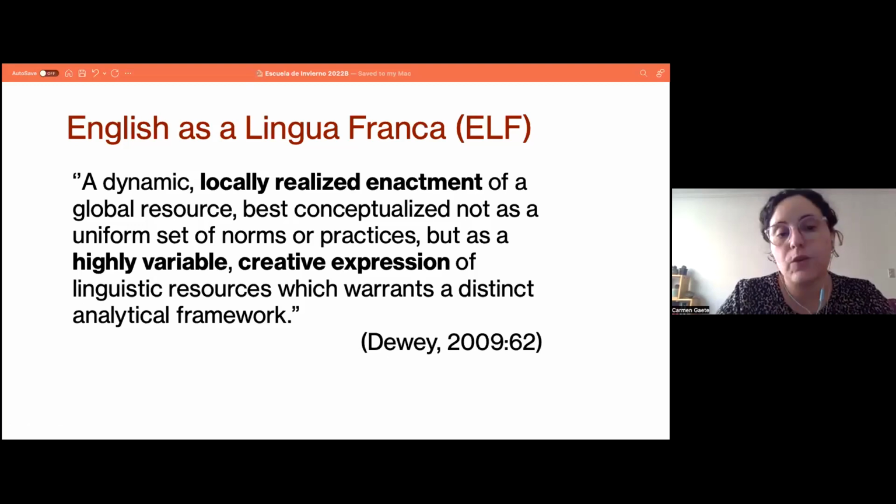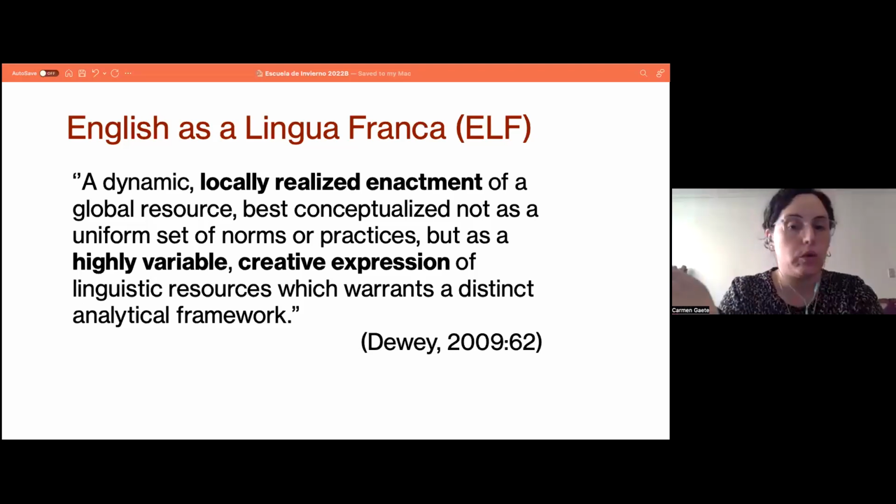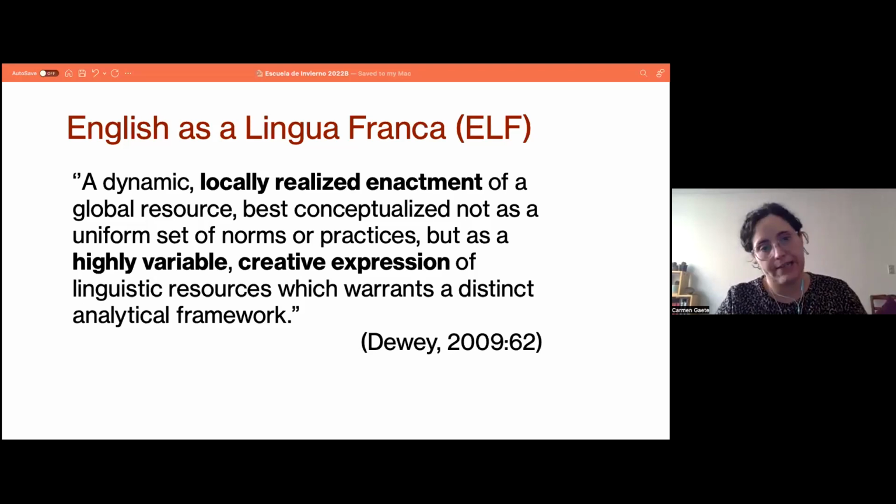First of all, Martin Dewey defines ELF as a locally realized enactment of a global resource, which means that nowadays English, which is perhaps a very abstract set of rules that we have known since early days, since we start school, is going to be different in different parts of the world. Not only because of the national boundaries of the people who interact in English, but also due to other aspects of their identity, like their profession, for example. Your profession pretty much influences the vocabulary that you have, the topics that you discuss, et cetera.